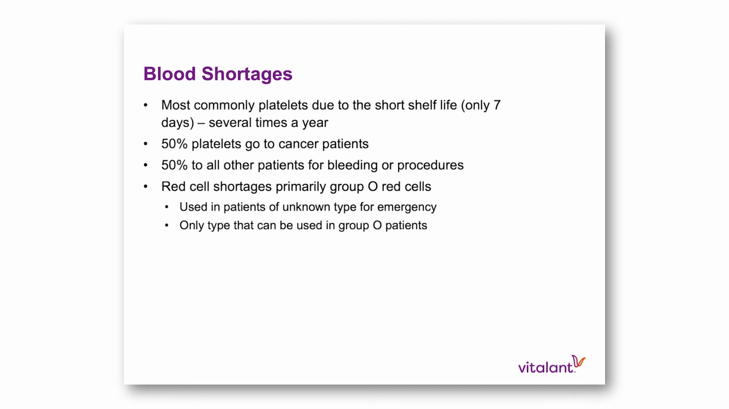Red cell shortages are a little less frequent, and they're usually restricted to Group O, somewhat to Rh negative blood types, which I won't get into that level of detail, but it's predominantly Group O because of the need for emergency O red cells for patients whose blood type we don't know. That's the only safe product you can give.